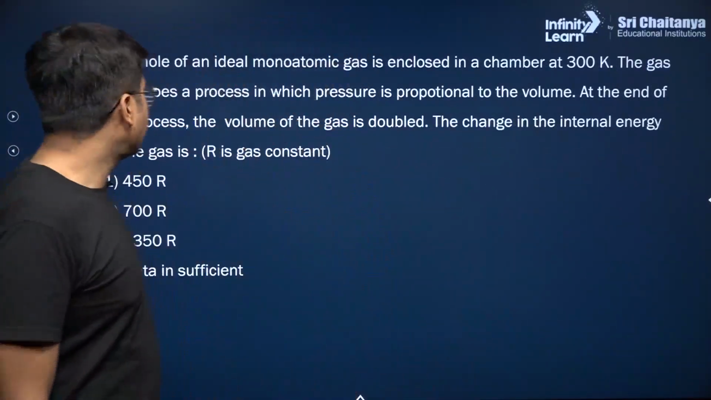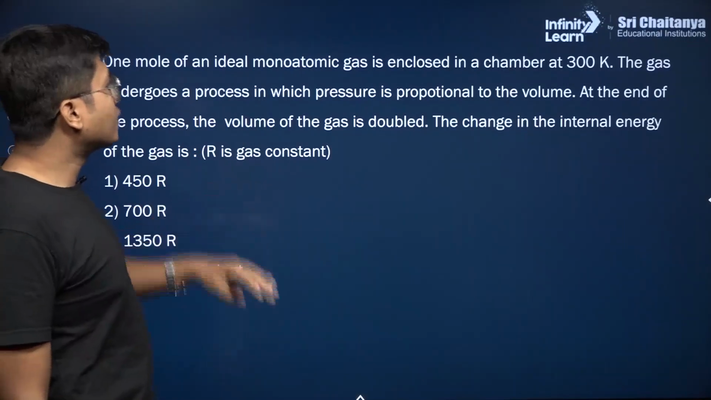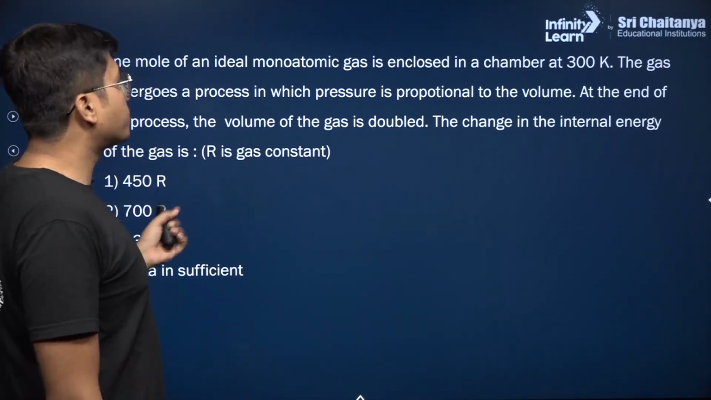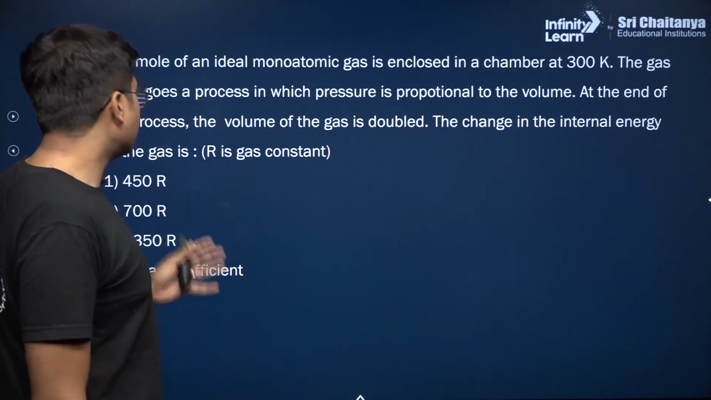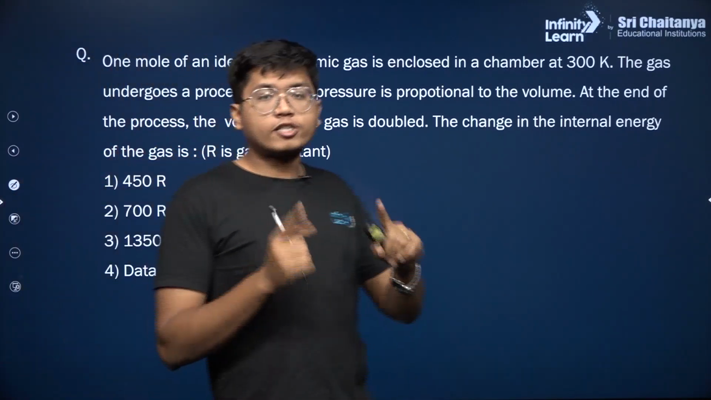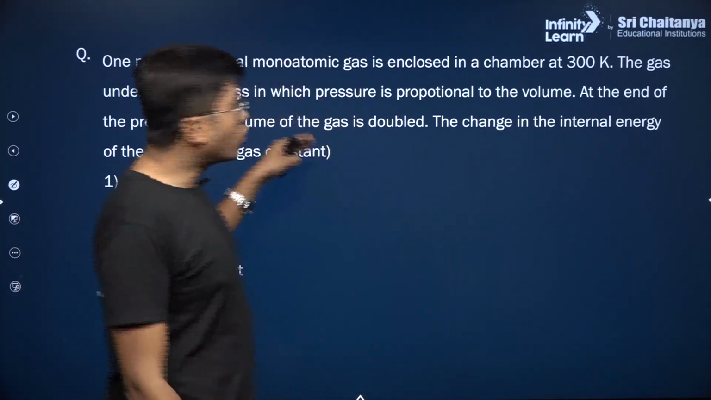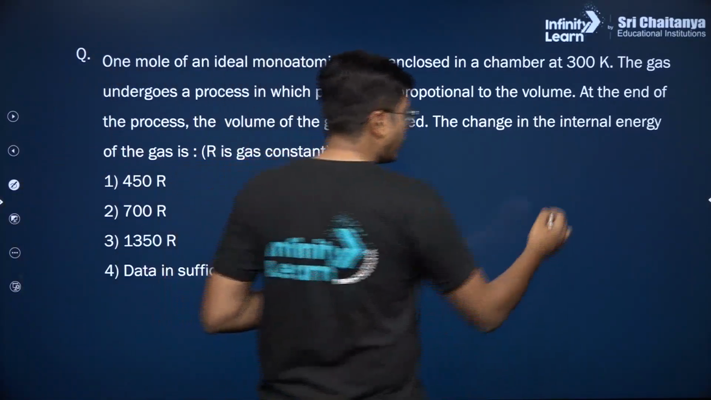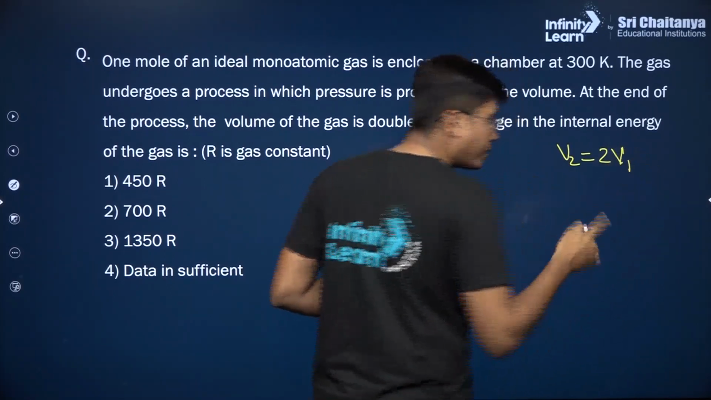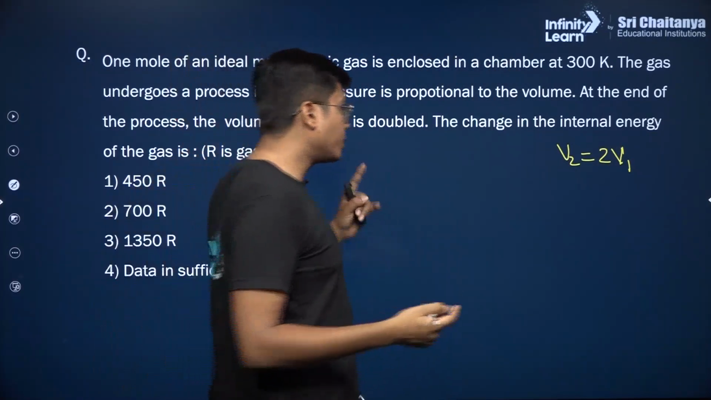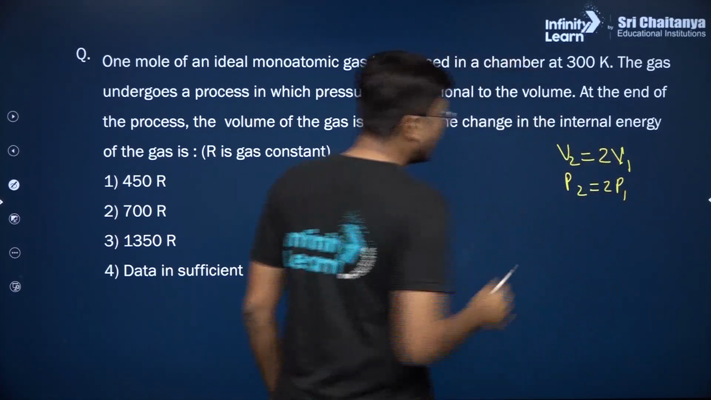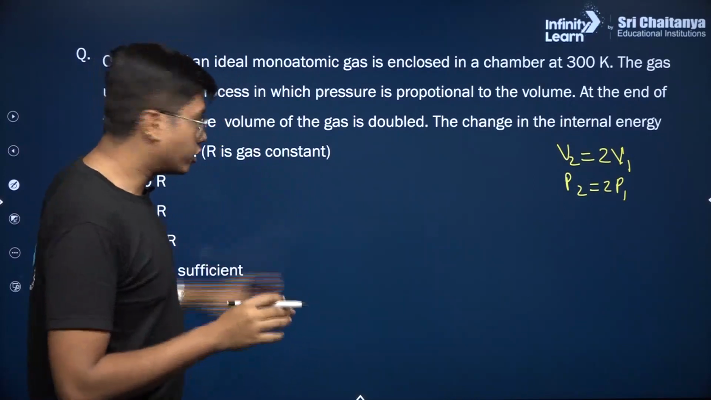The next question says that 1 mole of an ideal monoatomic gas is enclosed in a chamber at 300 Kelvin. The gas undergoes a process in which pressure is proportional to the volume. At the end of the process, volume of the gas is doubled, find the change in internal energy of the gas. Now, since the pressure is directly proportional to volume and the volume is doubled, firstly it means that V2 is equal to 2V1. And because the pressure is directly proportional to volume, it also means that P2 is equal to 2P1. Now let's try to find the internal energy.